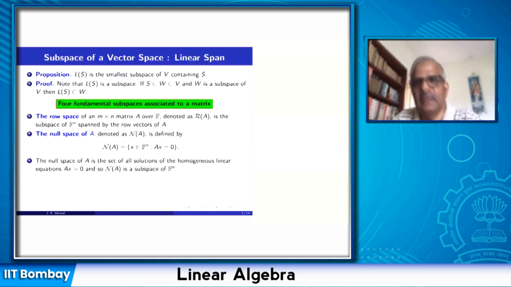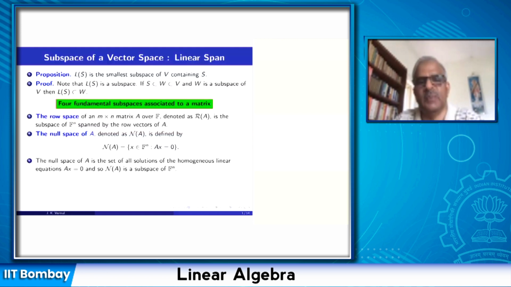So the row space and the null space are living inside the n-dimensional space Fn. I introduce n-dimensional vectors just using the word. Fn is called the n-dimensional vector space over F, and we look at all the solutions of Ax equal to 0. That is called the null space. These are the vectors which are in a way killed by A.